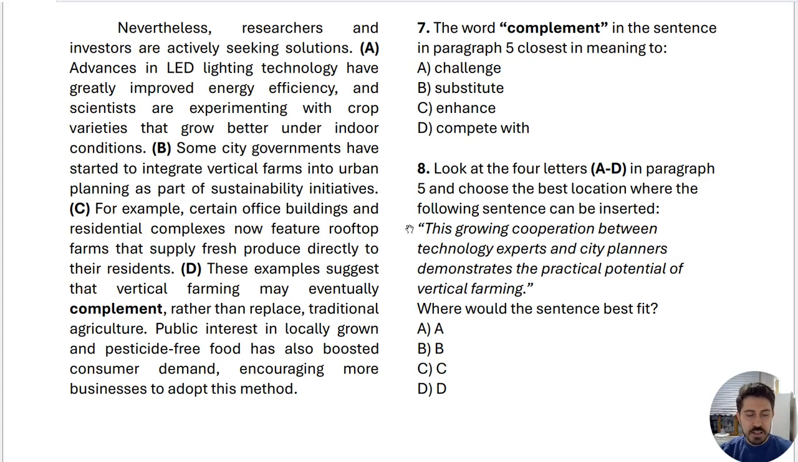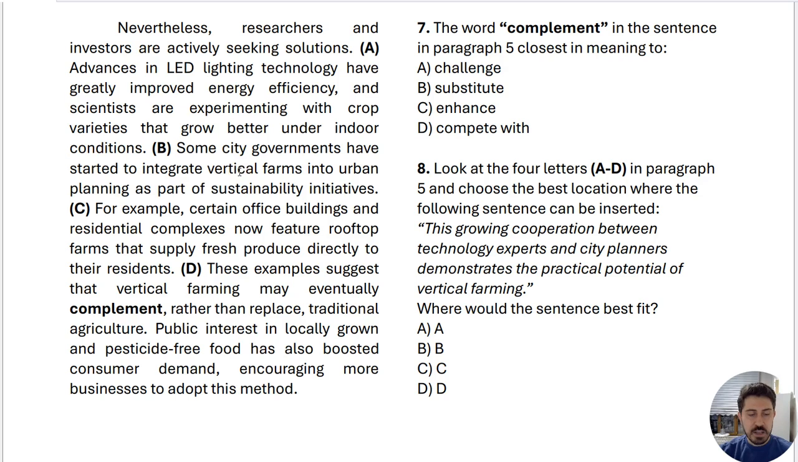Question 8 is a sentence insertion question. When we read the sentence to be inserted in the paragraph, we see that it starts with this growing cooperation. Well, so before this sentence, we need to see some kind of cooperation or an indication of cooperation between tech experts and city planners. The first potential sentence that gives this impression is the sentence before location B. So this one. It mentions integration of vertical farms into urban planning.